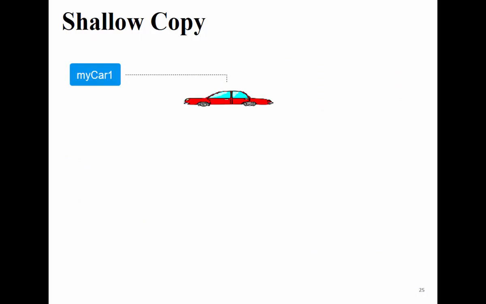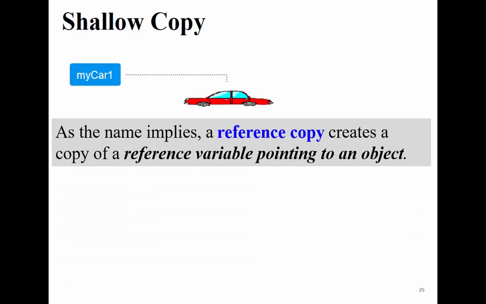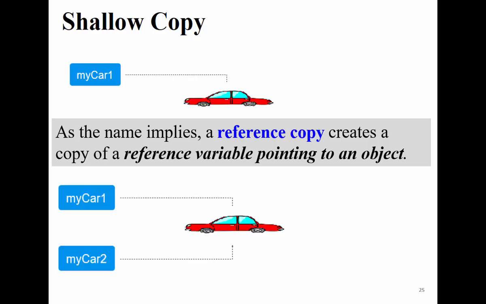The shallow copy: let's say we have a variable called myCar1 pointing to an object of Car. So this car is actually in memory, and in your program you have a variable called myCar1. In the shallow copy, we are copying the value of the reference. We're not copying the object that this reference is pointing to. So simply the shallow copy will give you myCar2, but myCar2 has the same memory address and is pointing to the same object. That is what the shallow copy is.